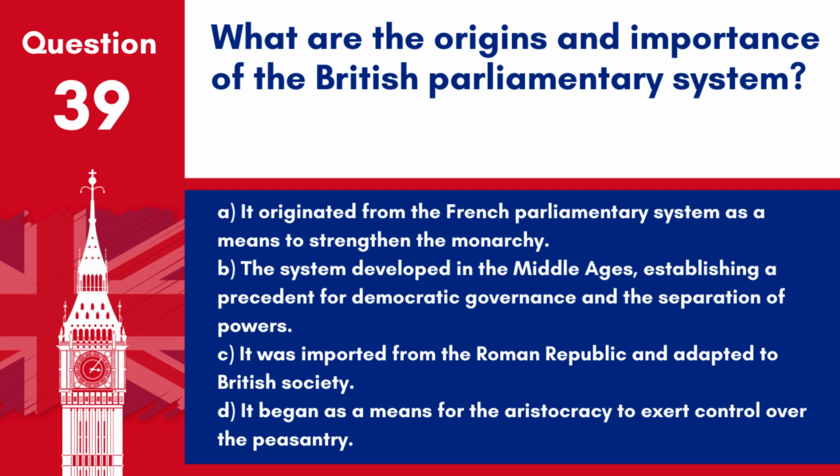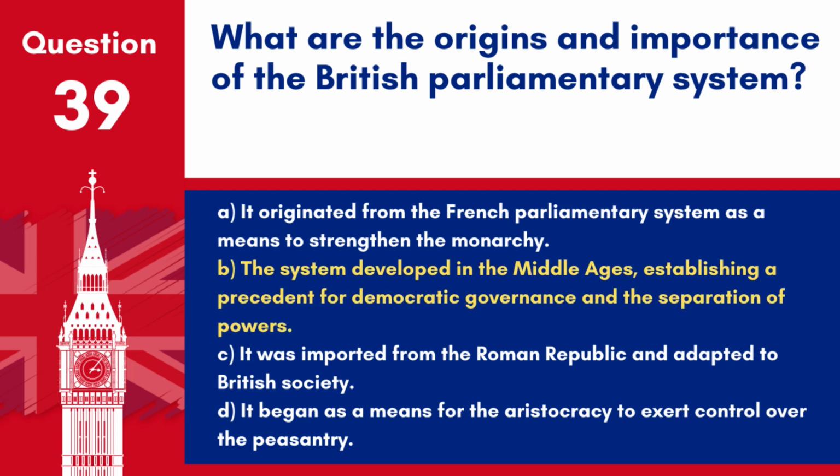A. It originated from the French parliamentary system as a means to strengthen the monarchy. B. The system developed in the Middle Ages, establishing a precedent for democratic governance and the separation of powers. C. It was imported from the Roman Republic and adapted to British society. D. It began as a means for the aristocracy to exert control over the peasantry.